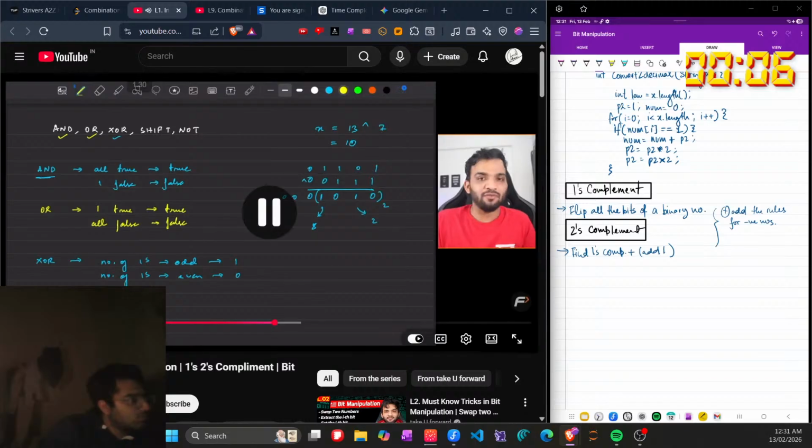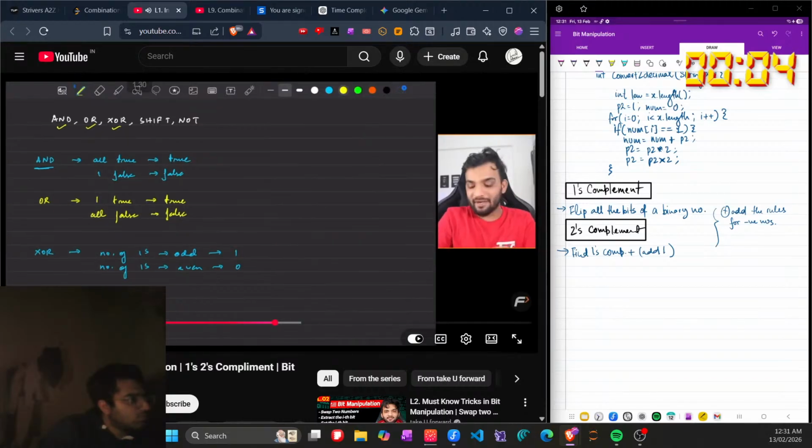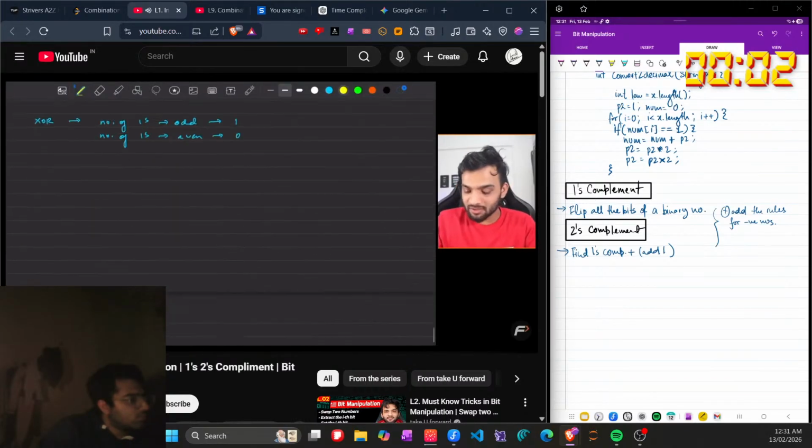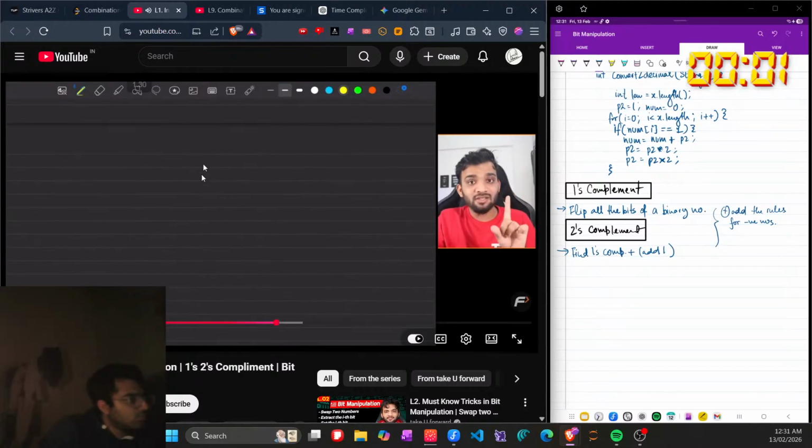The next one is shift. Now it's time to understand the shift operators. So let's start with the first shift operator, that is the right shift operator. There's one more, that is the left shift operator. We'll come to that afterwards.